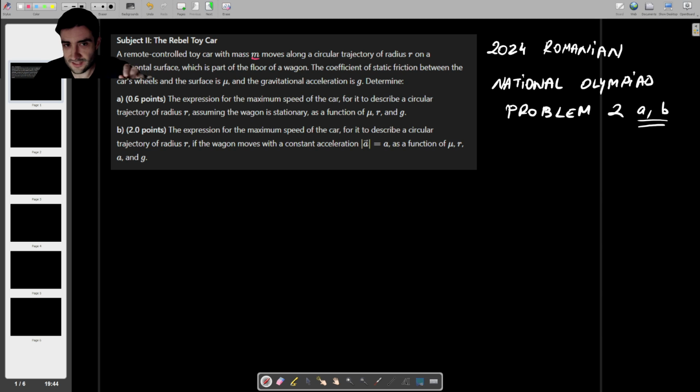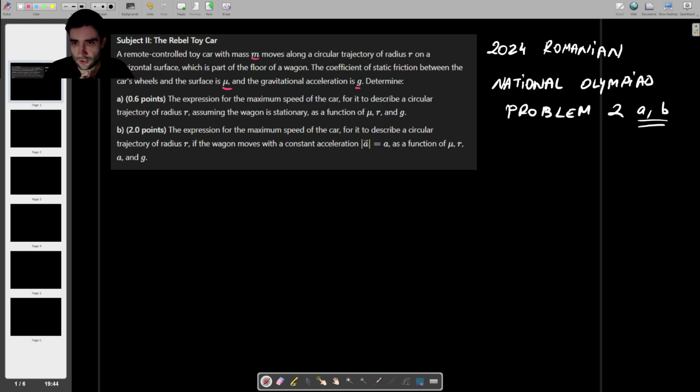The coefficient of static friction between the car's wheels and the surface is mu, and we also know the gravitational acceleration, g. So we don't actually know any number, so this is one of my favorite types of problems because we can work symbolically, and the final answer is going to tell us the exact relationship between all the variables.